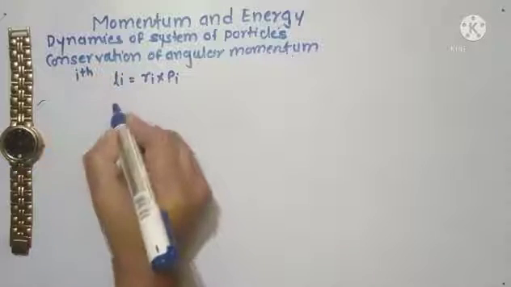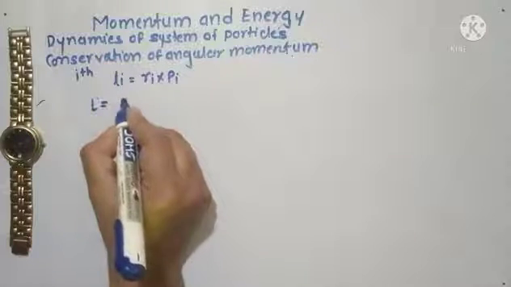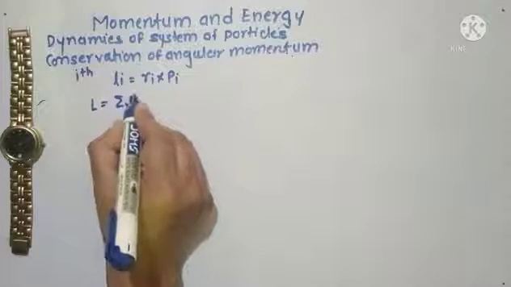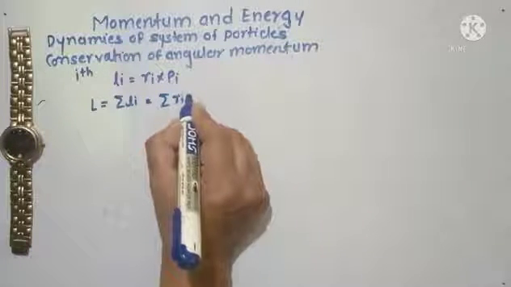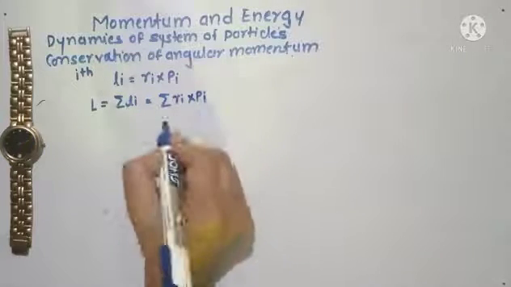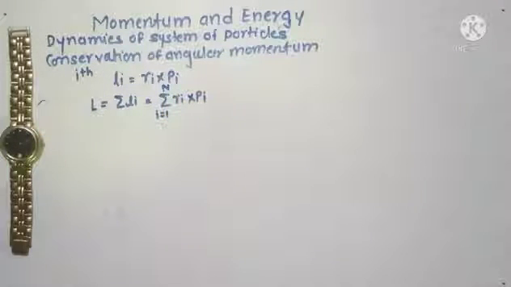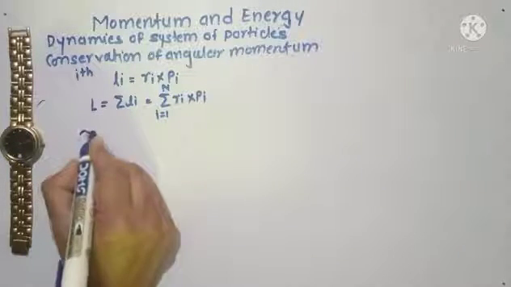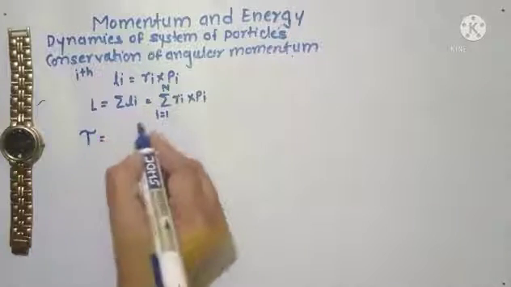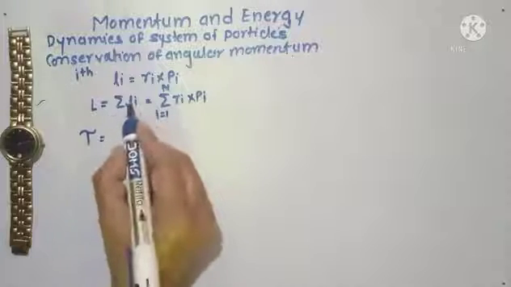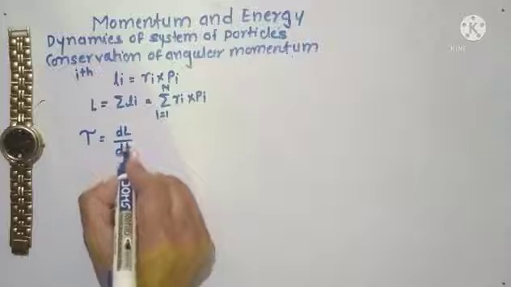Now if we are considering the total system, then the total angular momentum of the system is given by the summation of this Li, or I can write it as the summation of Ri cross Pi, where i runs from 1 to n if the system consists of n number of particles. Now suppose this tau is the external torque which is required for the angular displacement of the system of the particles, and which is given by dL upon dt.